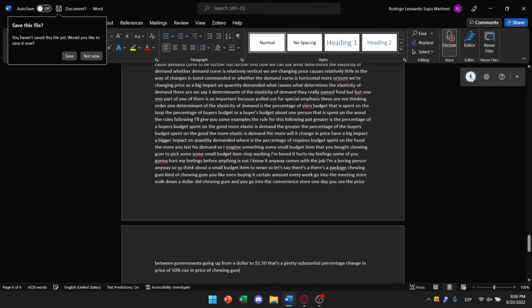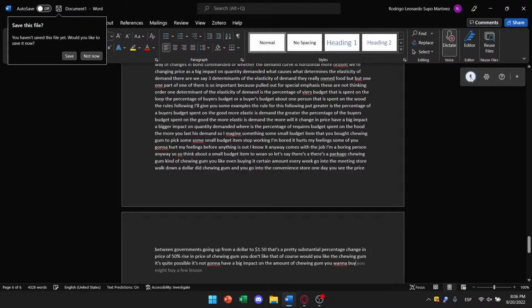You don't like that, of course, but you like the chewing gum. It's quite possible it's not going to have a big impact on the amount of chewing gum you want to buy. You might buy a few packs less a year, but even as a student, you can afford a 50% increase in the price of a low budget item like chewing gum. You just say, all right, I'll pay the $1.50 rather than $1. It's not going to have a big impact on your quantity demanded.